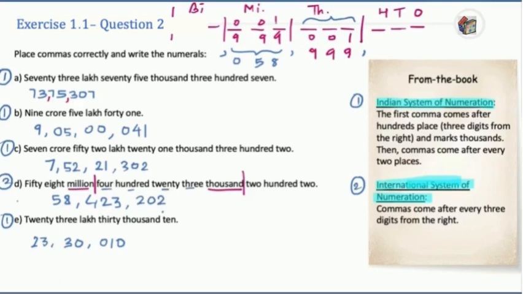Numeral written, commas put. I would again like to stress on the importance of understanding how the two systems of numeration work. Once you understand how these blocks are set, what happens in the Indian system, what in the international system, then putting commas would really be nothing.